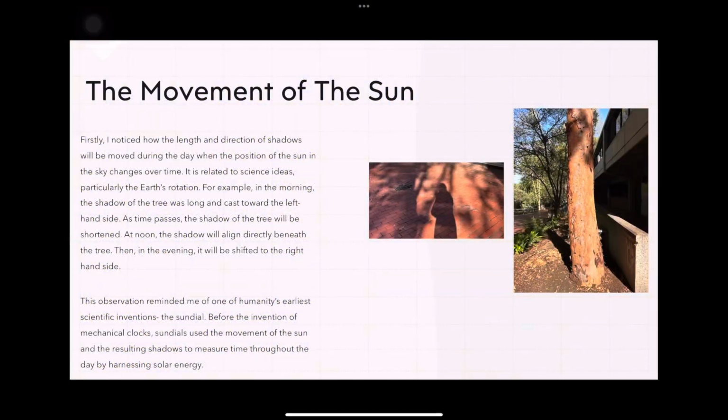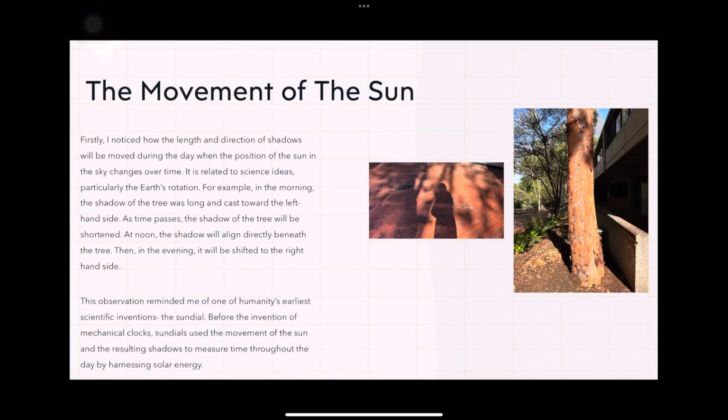Firstly, I noticed how the length and direction of shadows changed during the day as the sun moved across the sky. In the morning, the tree's shadow was long and cast toward the left-hand side. As time passed, the shadow became shorter. At noon, it aligned directly beneath the tree, and in the evening, it shifted to the right-hand side.